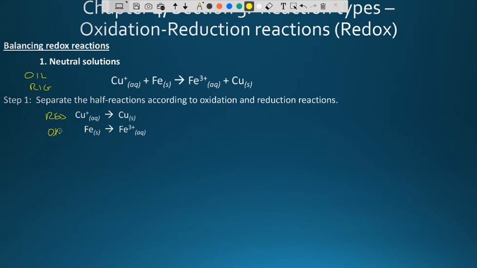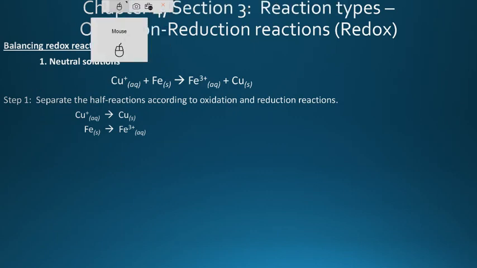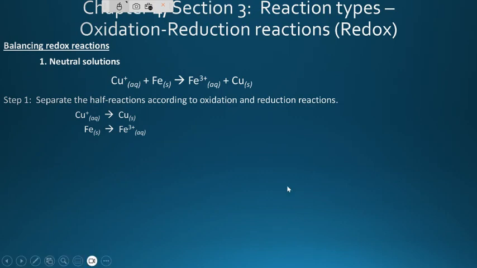This is oxidized. Just being able to identify those is the first step. It becomes positive by losing those electrons, and it becomes more negative by gaining electrons. That's the first step.